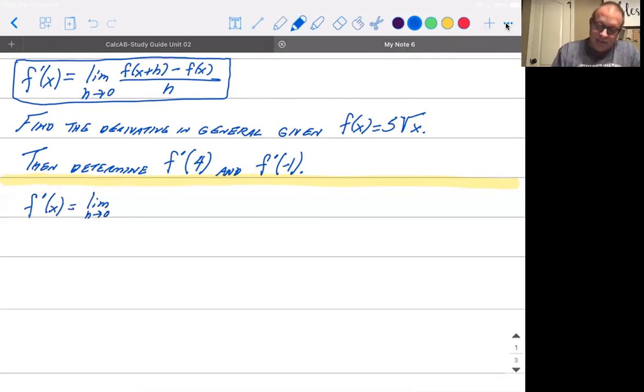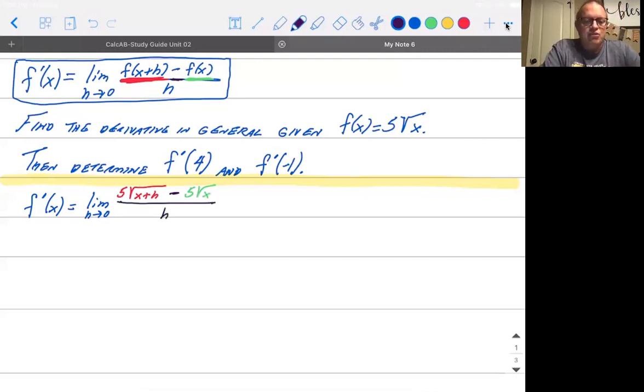The first thing I've got to do, I'll kind of color code this a little bit, is this f of x plus h right up here. I need to put x plus h into this function. So that would read 5 times the square root of x plus h. And then next, my formula says to subtract. And then I'm going to subtract f of x. We'll make that green. And f of x is 5 square root of x. And that is all over h.